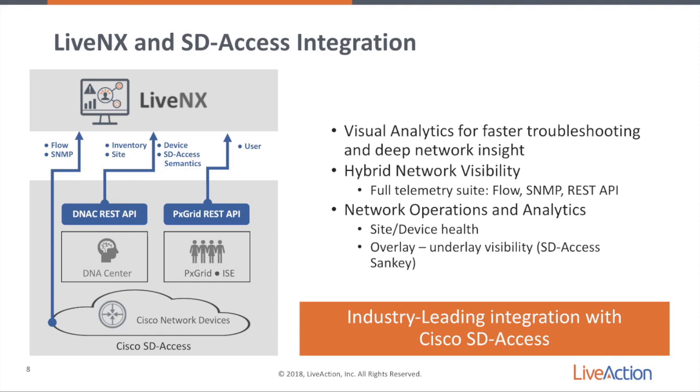LiveNX likewise makes northbound API calls to DNA Center for inventory, sites, devices, as well as SD-Access semantics surrounding the virtual networks, as well as the scalable group tag data. And then finally, LiveNX will also make a connection to pxGrid and ISE to correlate usernames with IP addresses.